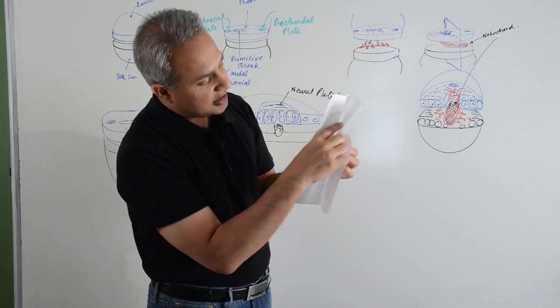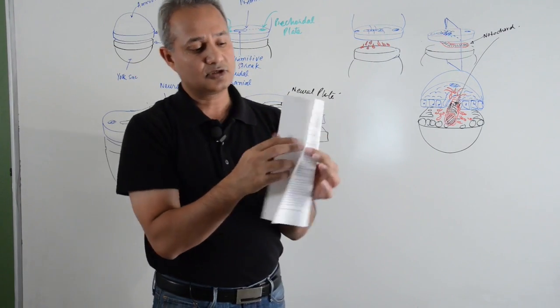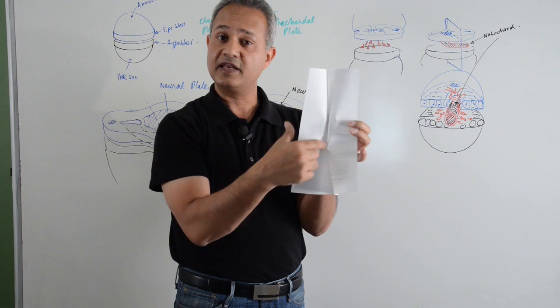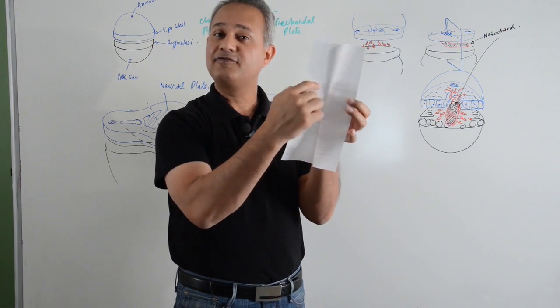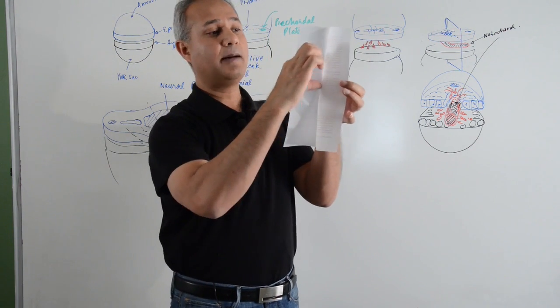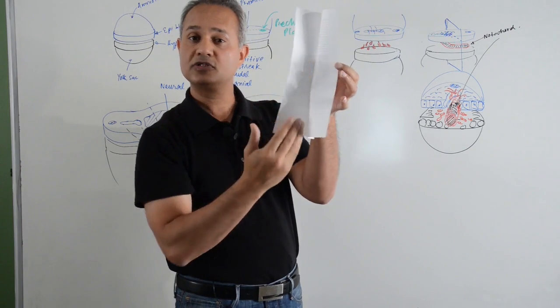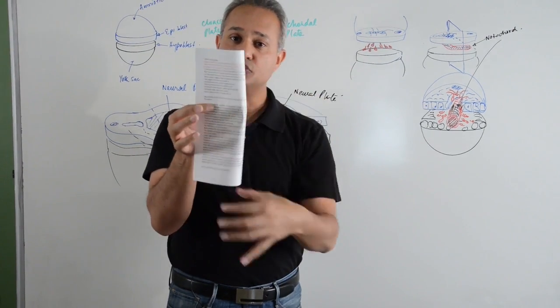Once this fusion starts, there is going to be an area that is going to be open above, an area that would be open below. Then the fusion, like a zipper, will move upwards and downwards and close the whole structure, separating the tube out.